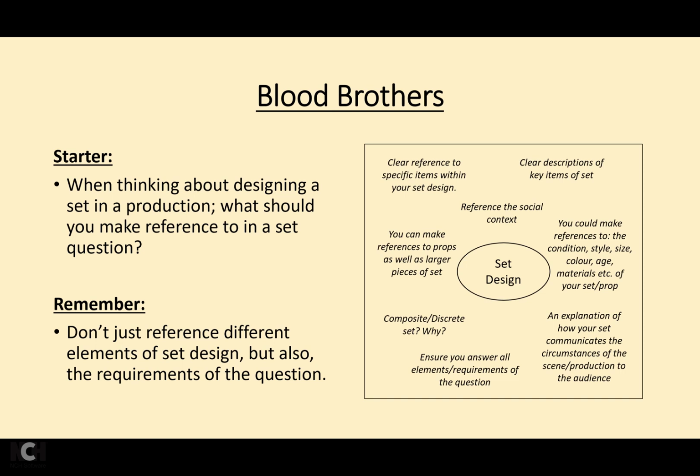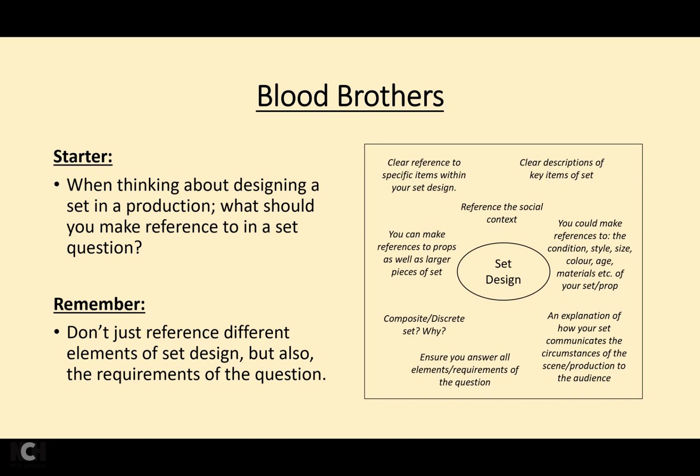So you could make references to the condition, the style, the size, the colour, the age, the materials of your props and set. You need to be making references to the social context of the production, and that will be clearly labelled within the exam question. You need an explanation of how your set communicates the circumstances of the scene or the production to the audience, but you also need to ensure your answer hits all of the elements and the requirements of the question.